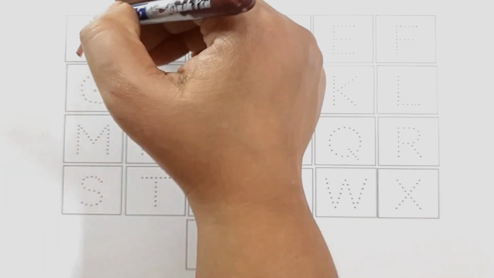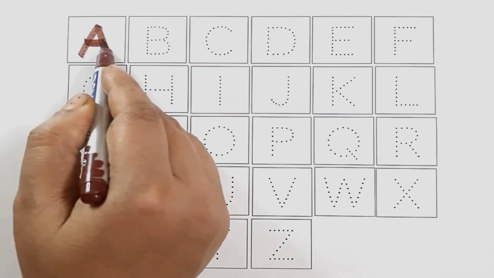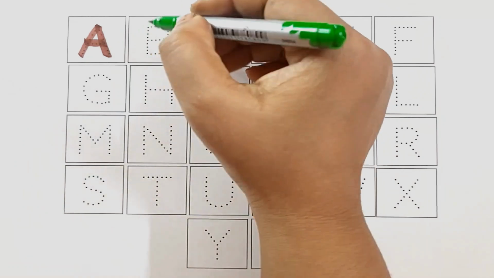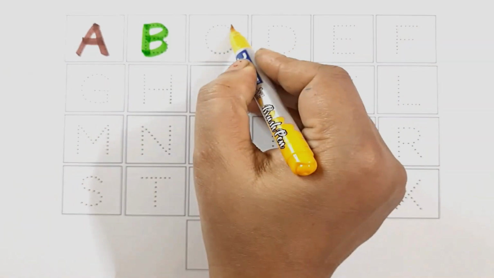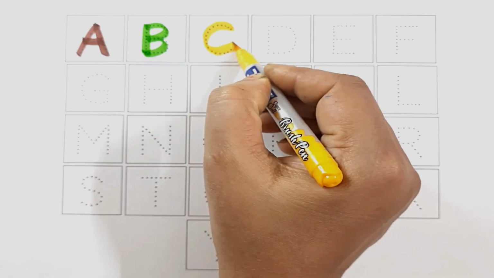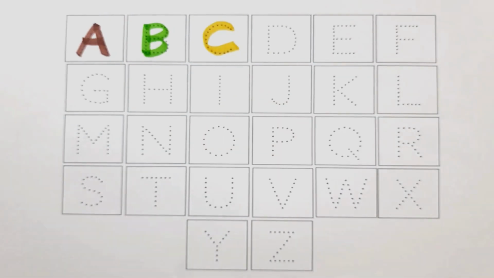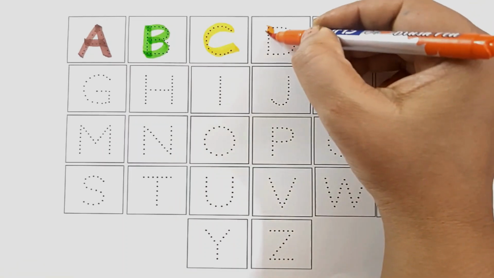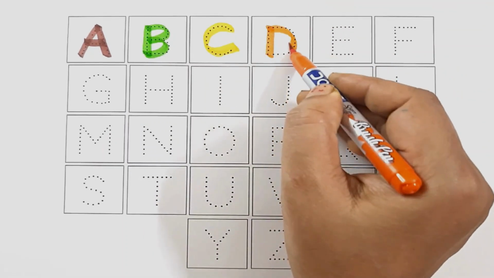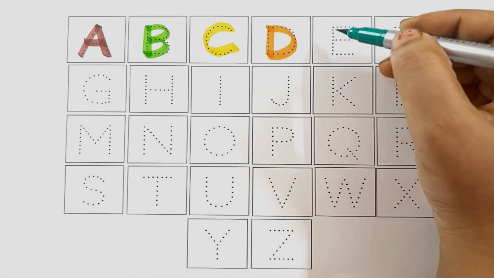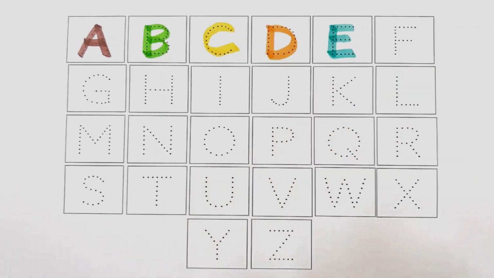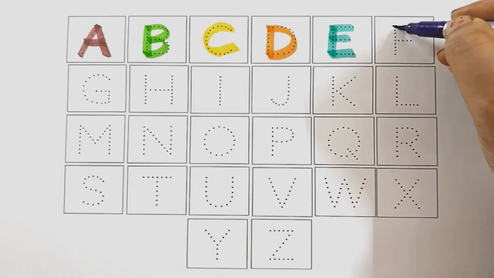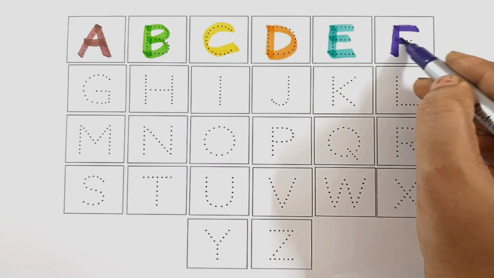A. A for aeroplane. B. B for boat. C. C for car. D. D for dog. E. E for eagle. F. F for fan.